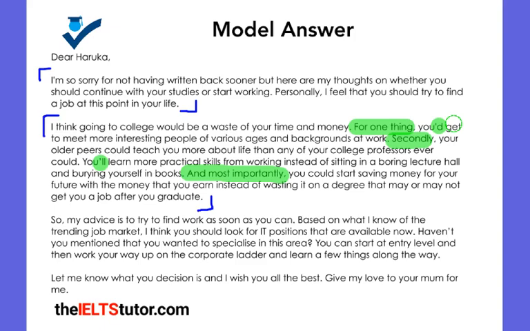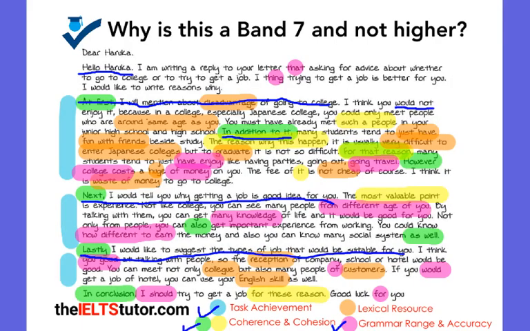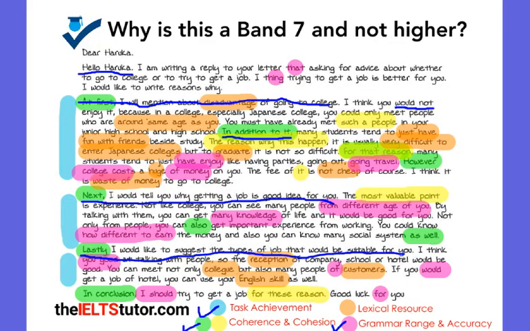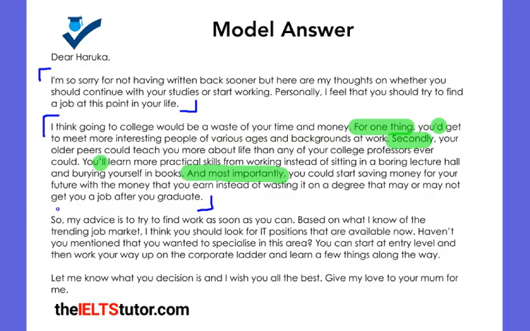And then we've got the third bullet point here. Let's take a look back at the question: to suggest the types of job that would be suitable for him or her. Now, let's take a look at what's written here. So my advice is to try to find work as soon as you can. Based on what I know of the trending job market, I think you should look for IT positions that are available now. Haven't you mentioned that you wanted to specialize in this area? You can start at entry level and then work your way up on the corporate ladder and learn a few things along the way. You see?